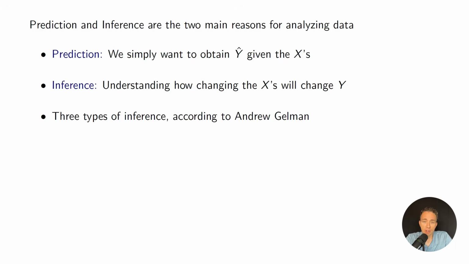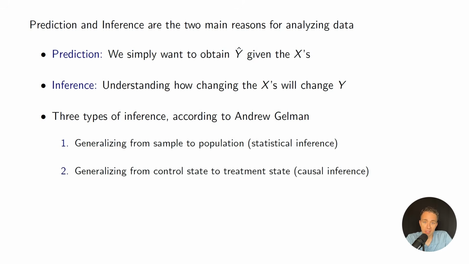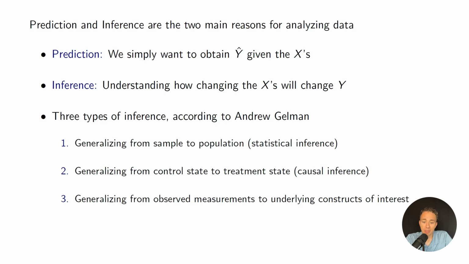And connected to these ideas are three different types of inference according to Andrew Gelman, who's a statistics professor at Columbia University. And he says that one type of inference is generalizing from sample to population, and we typically refer to this as statistical inference. Another type of inference is generalizing from the control state to the treatment state, and we typically call this causal inference. And then a third type has to do with measurement error, which just says that observed measurements are noisily capturing the true underlying constructs of interest. So if you think of IQ and the factor model material we talked about in a prior video, that would fit here.